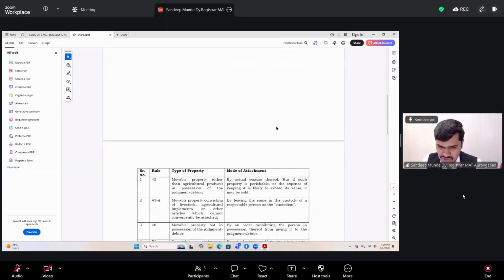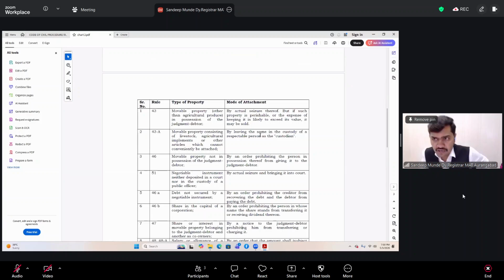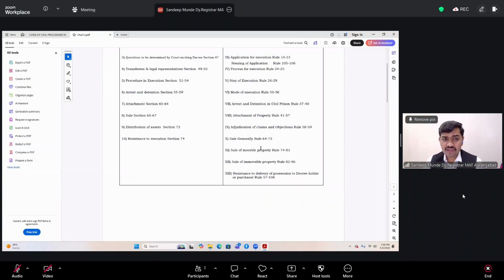So this is a very short and simple chart which covers the modes of attachment of property from Rule 41 to 57. After the attachment of the property, the next provisions are Sections 65 to 67, which deal with sale. Section 65 states the purchaser's title. If the property has been purchased in execution proceedings, what is the procedure for its sale? That we have to discuss in the rules part, in three parts: sale generally, sale of movable property, and sale of immovable property.